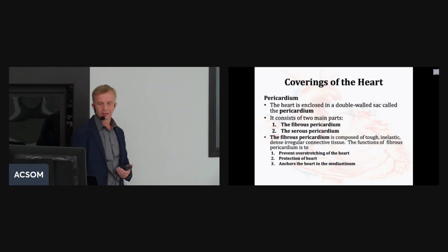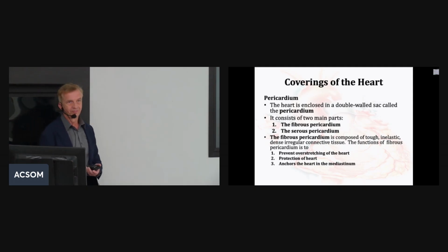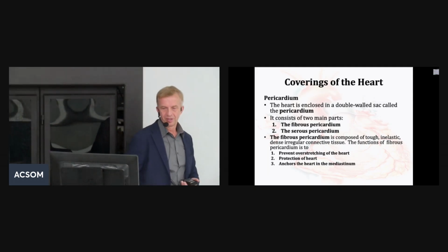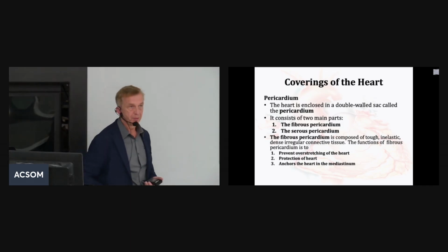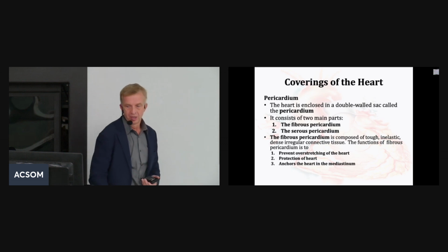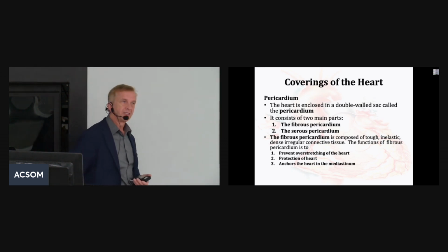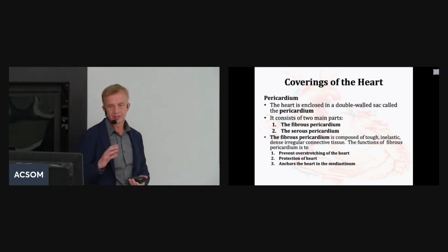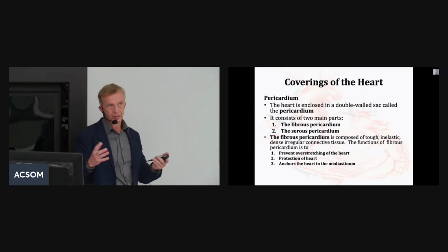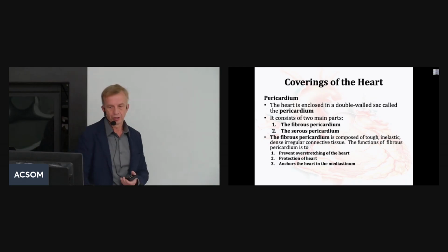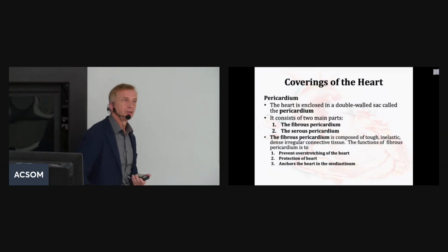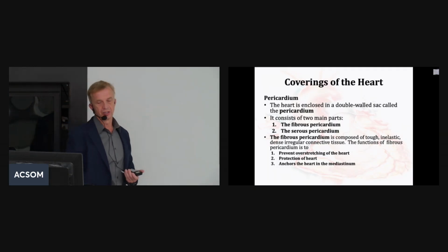Now, cover of the heart, pericardium. You all probably know that there are two main parts of the pericardium, which is the fibrous pericardium and serous pericardium. Fibrous pericardium is not elastic. It's like tough connective tissue. It's the outer portion. It prevents the overstretching of the heart, and to some degree it protects the heart in the chest cavity.